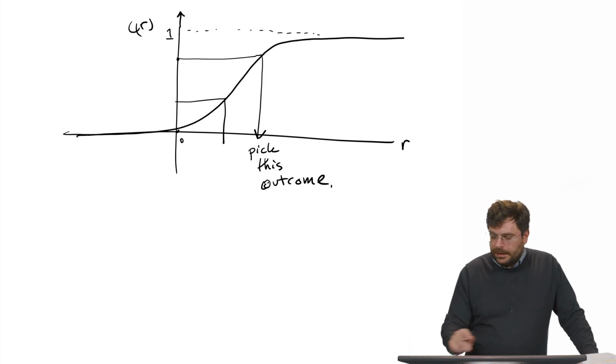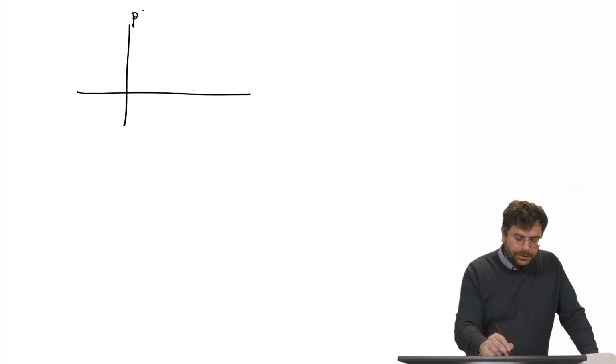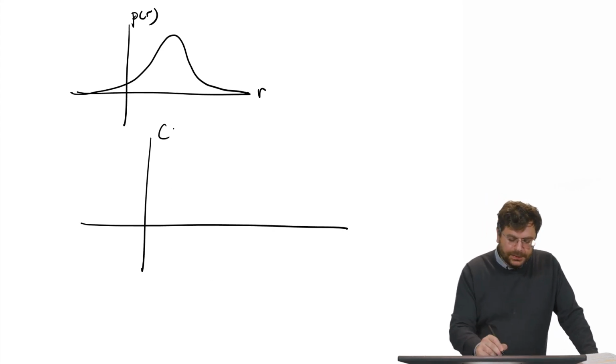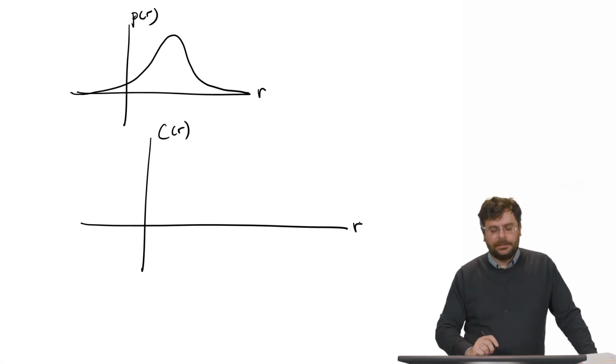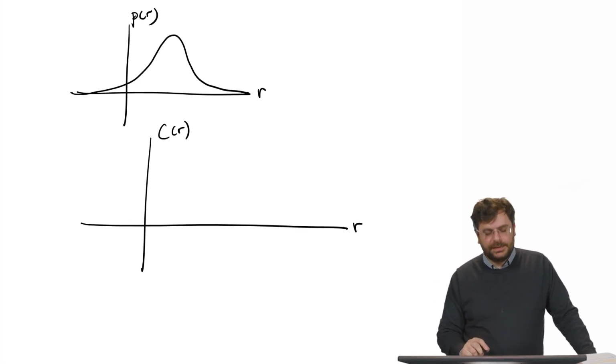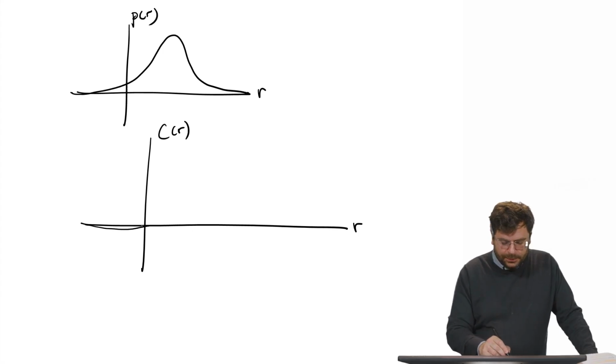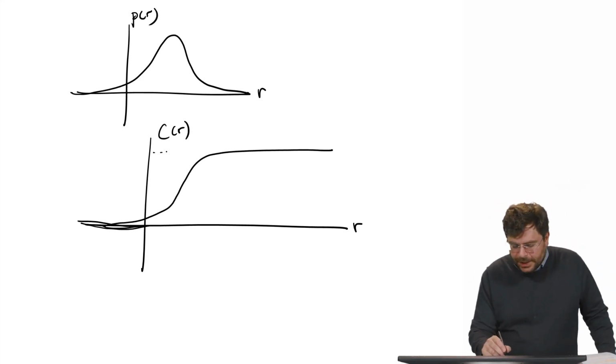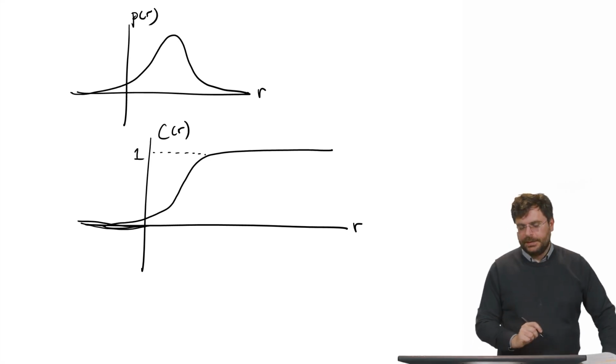Now, what if outcomes can be negative, like in the case of a Gaussian? So if I were to plot the P of R for a Gaussian, maybe the Gaussian has a positive mean, and it looks something like this. Then the coinciding C of R for the Gaussian, and I'm going to give you the exact formula for the C of R, will be something like this. And then here, C of R is always positive, and the maximal value, of course, is always equal to 1.